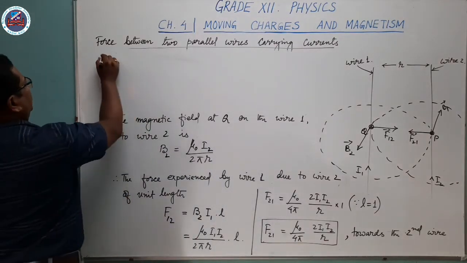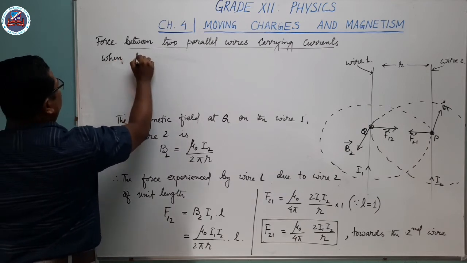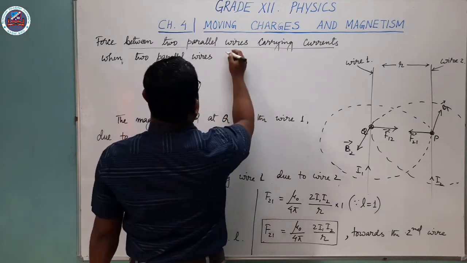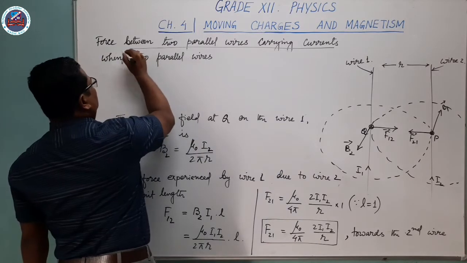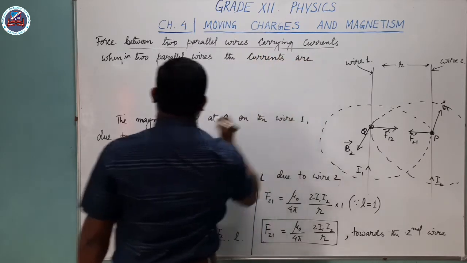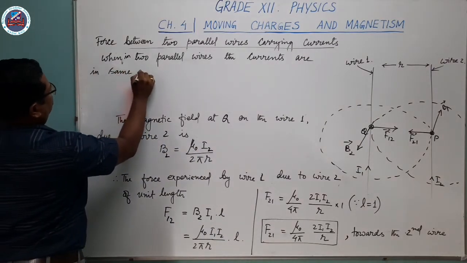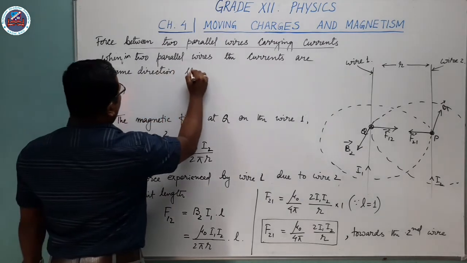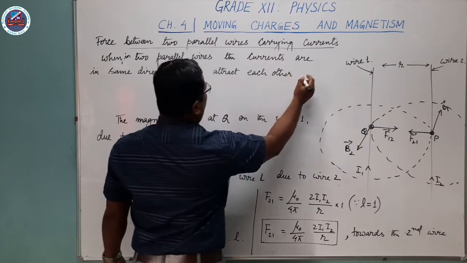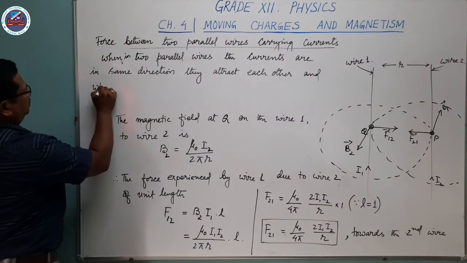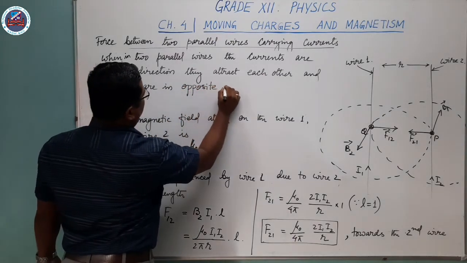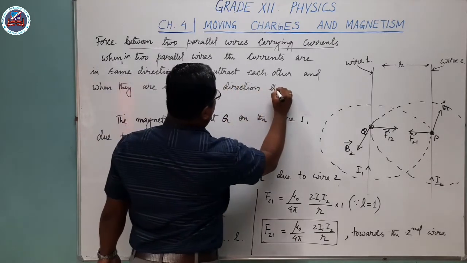Then, when two parallel wires carry currents in the same direction, they attract each other, and when they are in opposite directions, they repel each other.